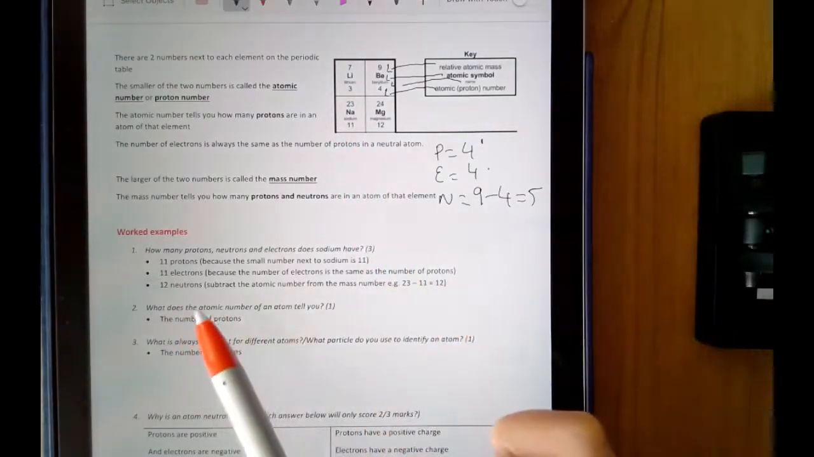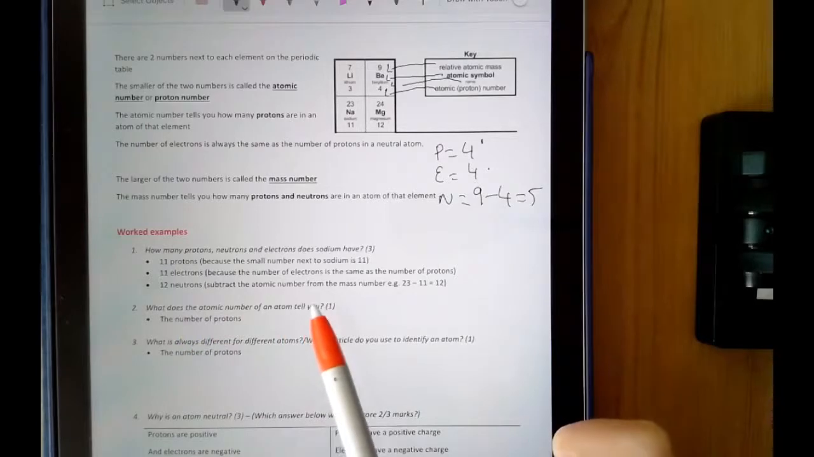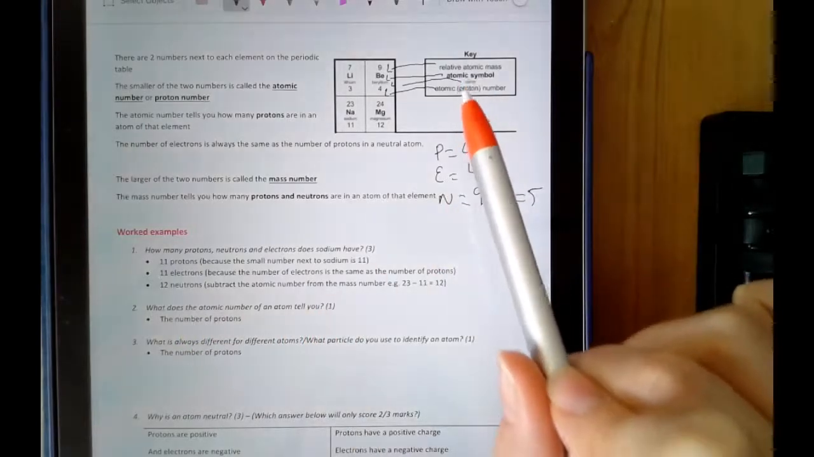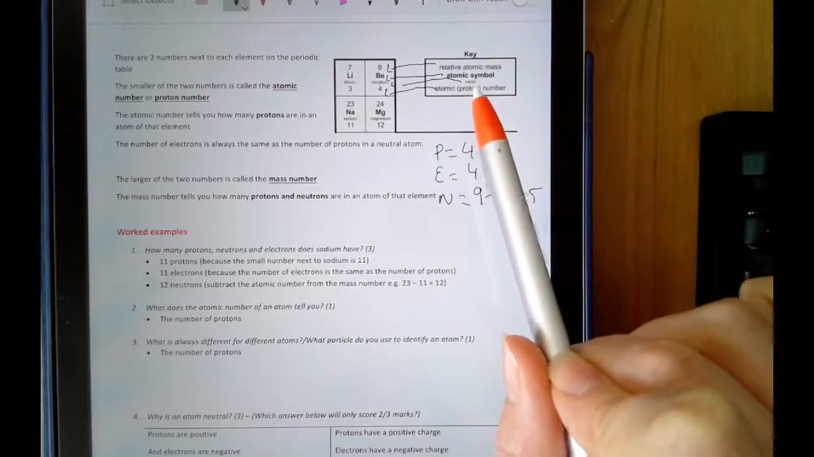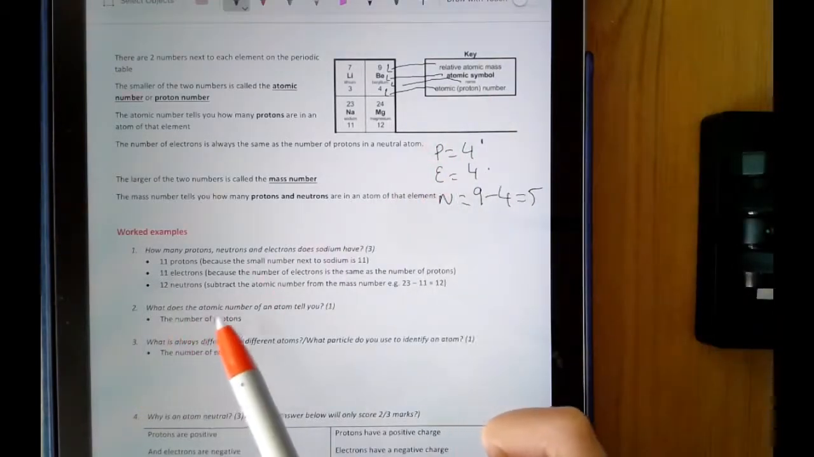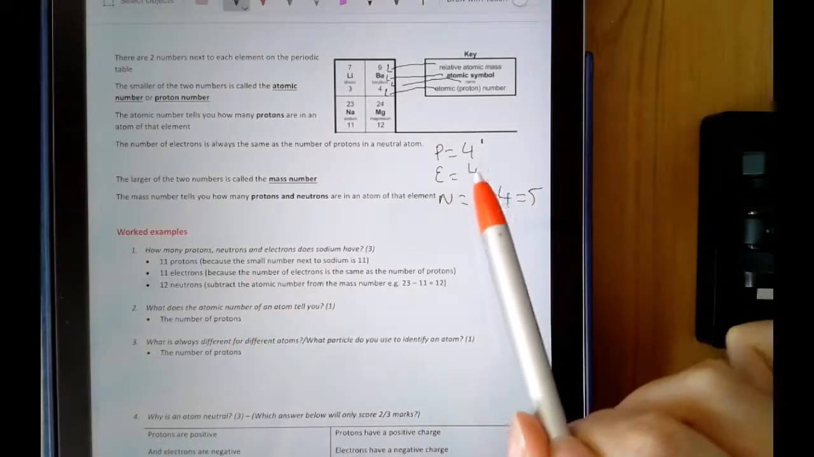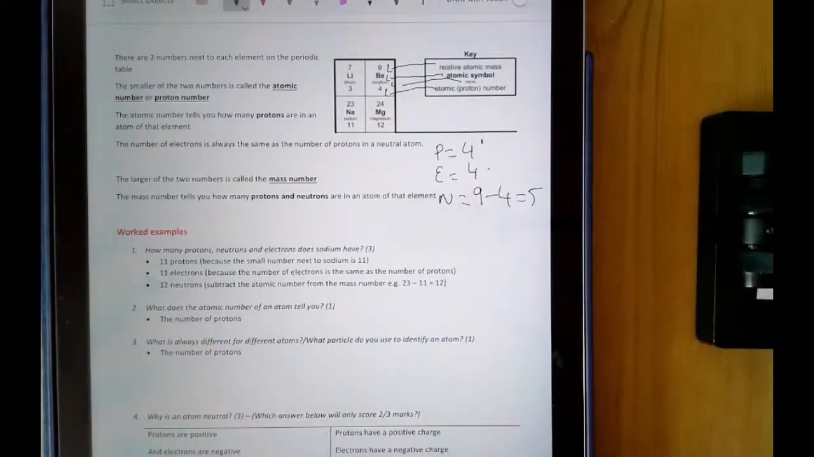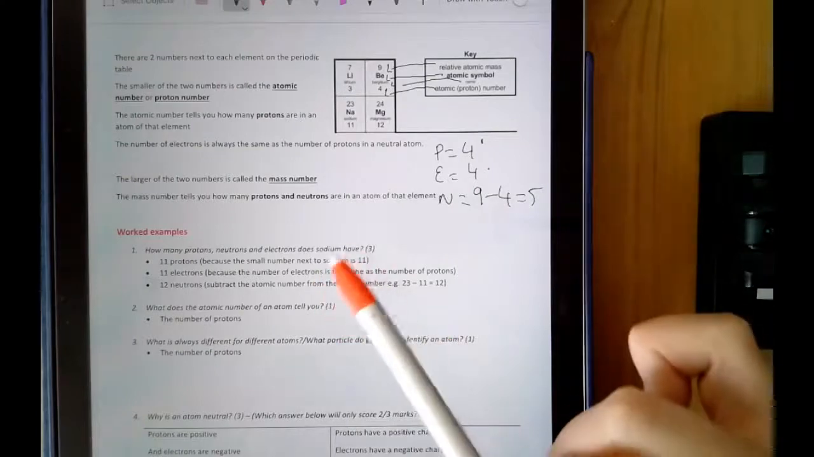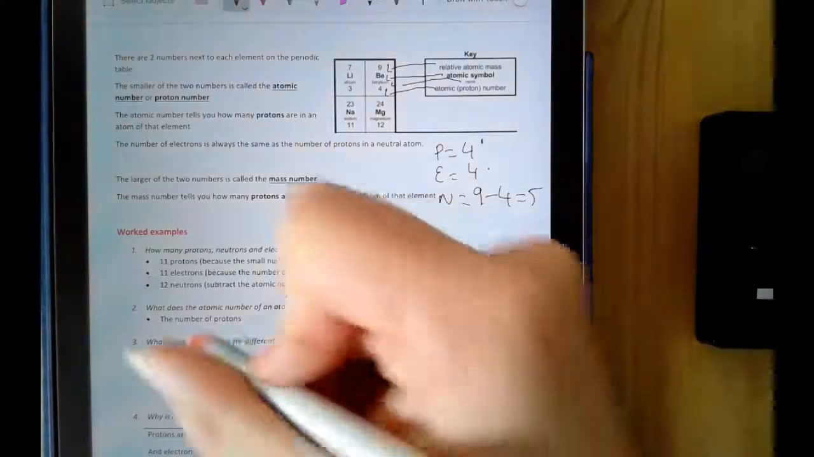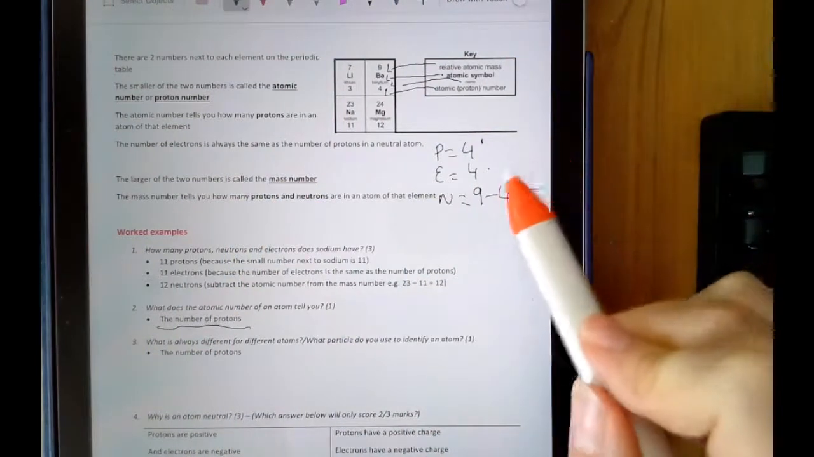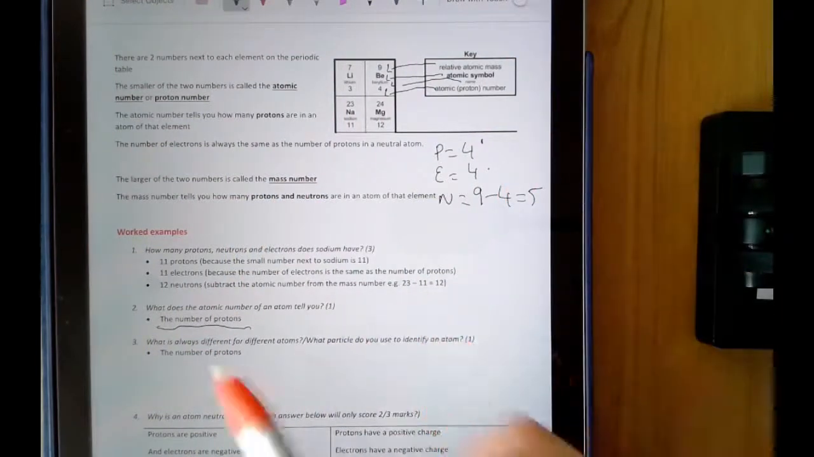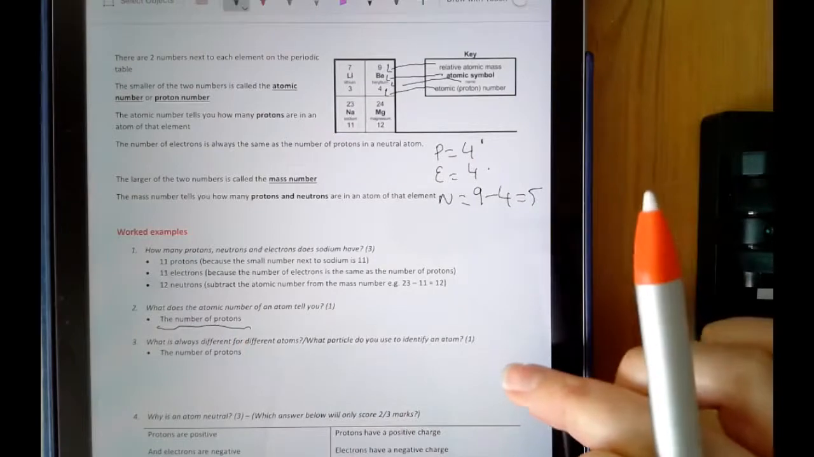Be careful with this next question. What does the atomic number of an atom tell you? It's written here for you on the periodic table that you'll have in the exam. It says the atomic number is the same as the proton number. So your answer is going to be the number of protons. That's what the atomic number tells you. And I know the electrons are the same, but if you write down the number of electrons, you're not going to get the mark. The atomic number tells you the number of protons, and then once you know the number of protons, you can work out the number of electrons. But if you write electrons here, you're not going to get your mark.